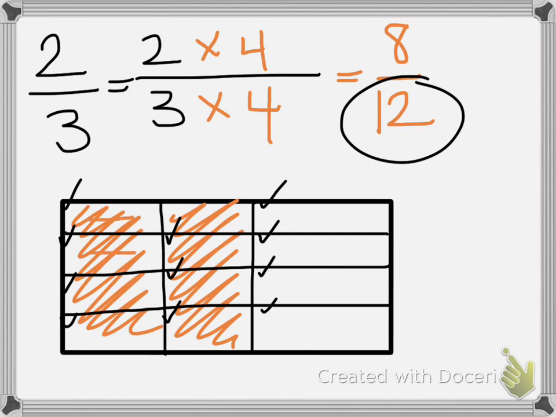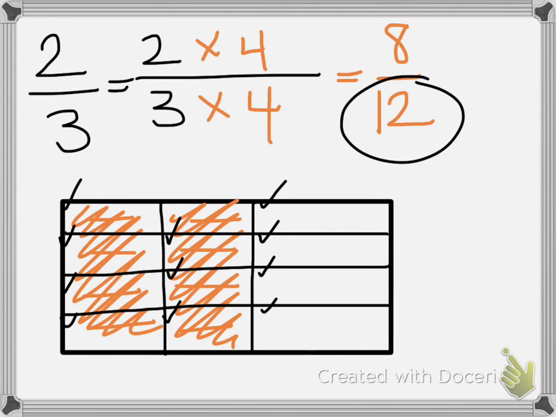1, 2, 3, 4, 5, 6, 7, 8. 8 shaded, sorry, not 12. 12 is my total in my whole. So there I've represented and written down what my fraction is in the sequence.